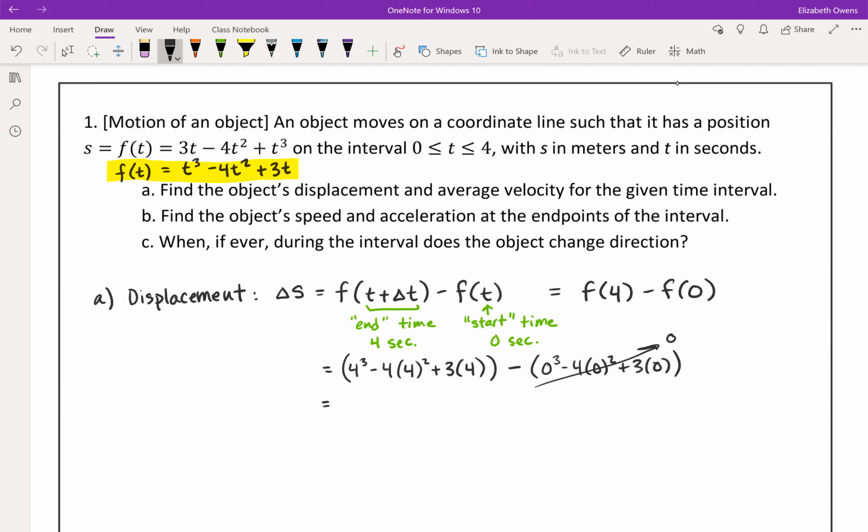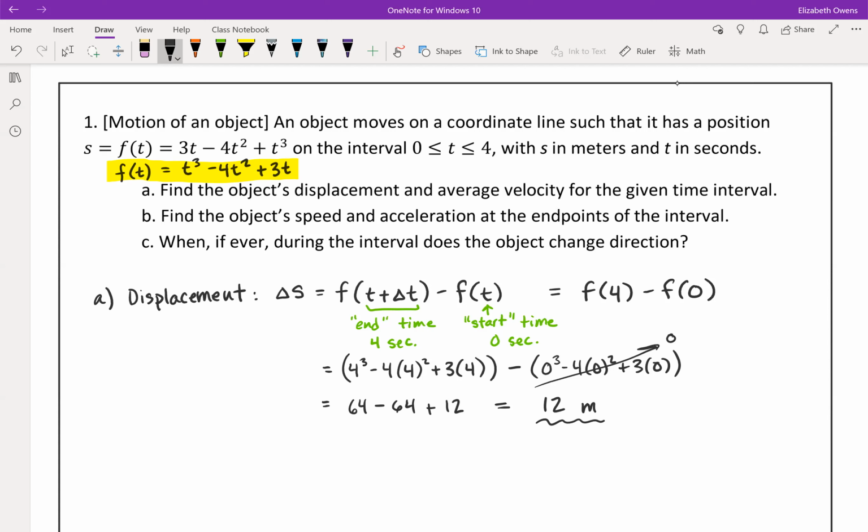So here we've got 4 cubed, which is 64, minus another 4 cubed there, minus 64, and plus 12, minus 0. All right, so we end up getting 12. And for all of these problems, remember to put your units on here, because that's a big part of this. So our displacement, notice how that is a change in position. How far has this traveled? We're going to say it has traveled 12 meters because that is our position measurement here. So 12 meters for the displacement.